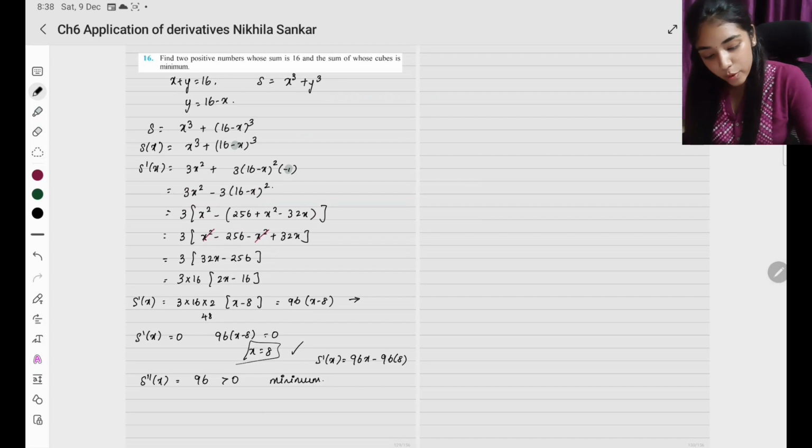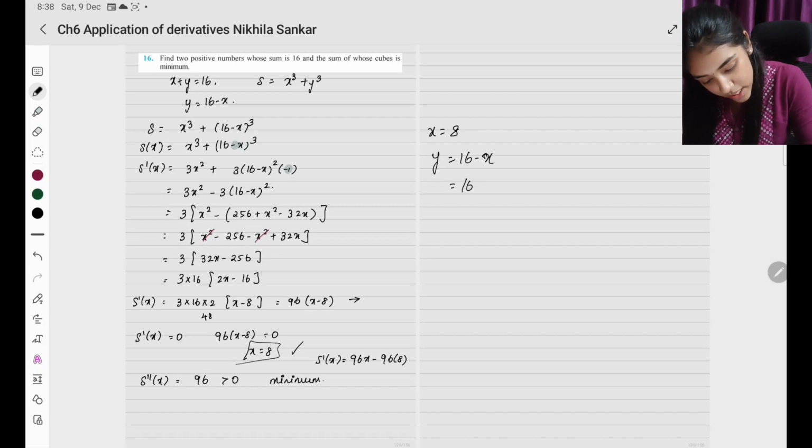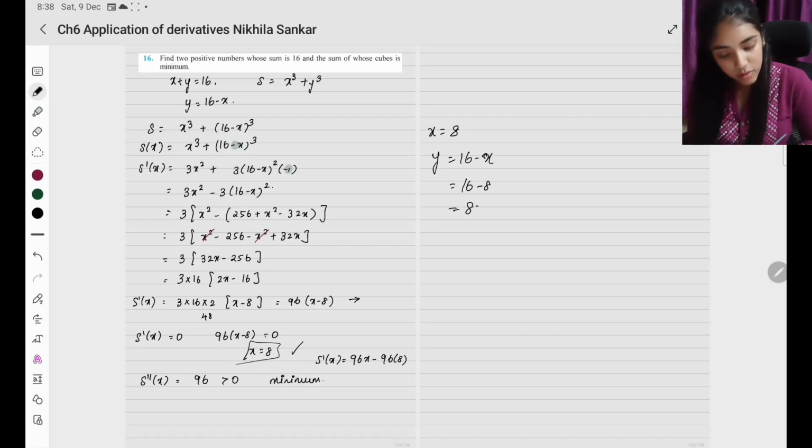But what my critical point is, I found out that the x value is going to be 8 and hence the y value is going to be 16 minus x, which is 16 minus 8, which is 8. Okay, please copy.